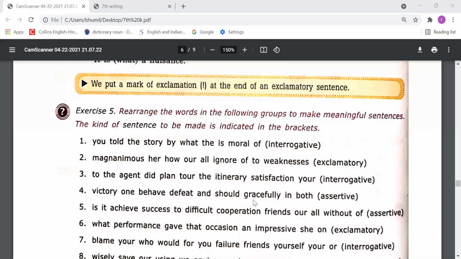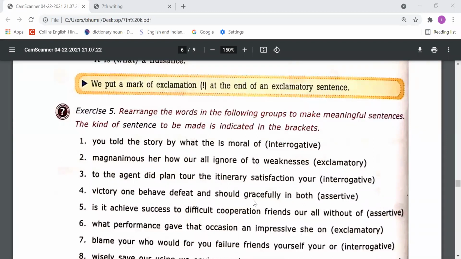First, the jumbled words are: you told the story by what the is moral of. This is a sentence where the words are written here. We need to make an interrogative sentence with these words. So we can say, what is the moral of the story told by you, right?